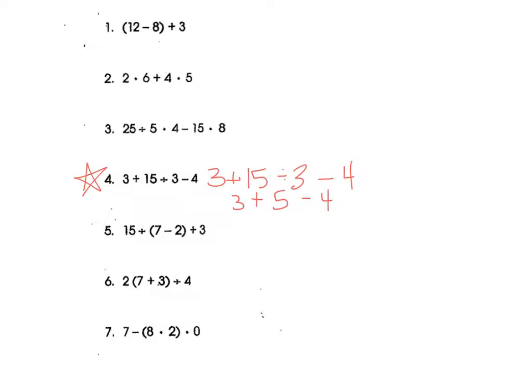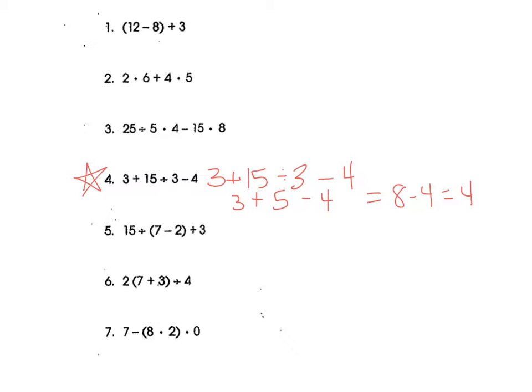Okay. Now, addition and subtraction are right next to each other. You go from left to right. 3 plus 5 is 8. Take away 4. I'm running out of space. Okay, your job for classwork is 1 through 10. All right?